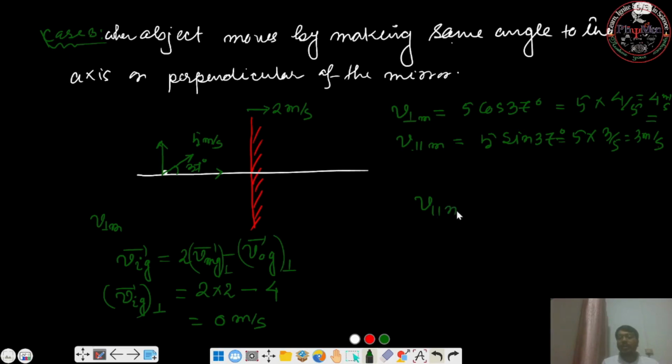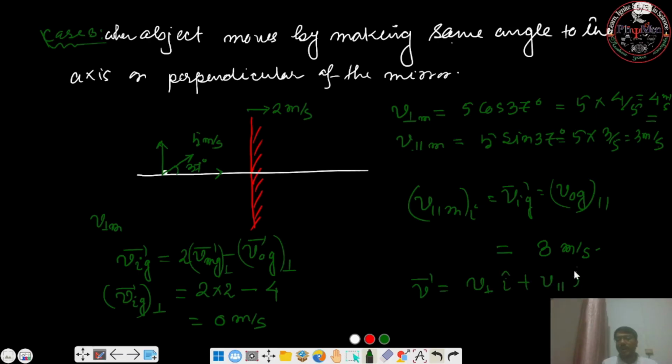But for the velocity of the object parallel to the mirror, okay, we have the velocity of the image. Velocity of the image with respect to ground is equal to the velocity of the object with respect to ground, which is the parallel component, and this will be equal to 3 meters per second. Okay, so finally the velocity can be written as velocity component perpendicular i cap plus velocity component parallel j cap. So this one is perpendicular component 0 i cap plus velocity component parallel 3 meters per second j cap. Okay, so this will be your velocity for this particular question.